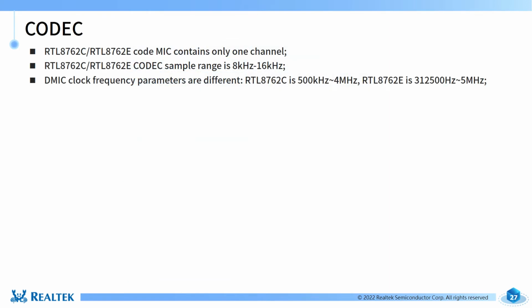Next is the difference of codec, which mainly has 3 parts. One is the RTL8762C and the RTL8762E codec mic is the same, only containing 1 channel. The RTL8762C and the RTL8762E codec sampling rate range is the same, from 8 kHz to 16 kHz. The DMIC clock frequency parameters are different. The RTL8762C is 500 kHz to 4 MHz, while the RTL8762E is 312,500 Hz to 5 MHz.